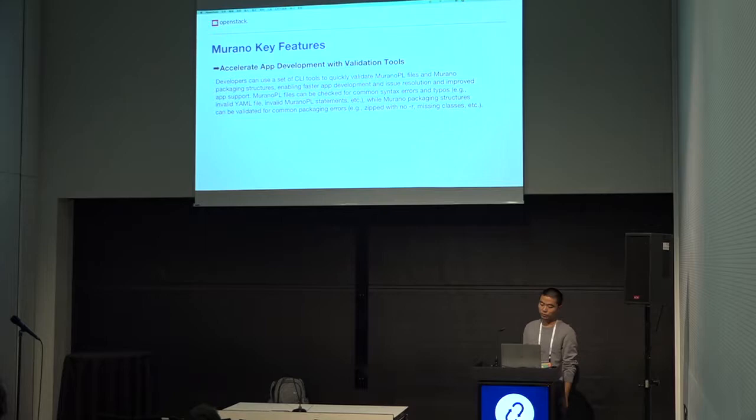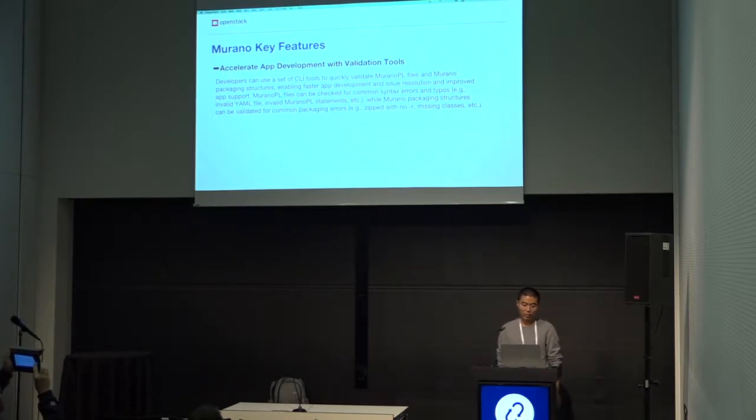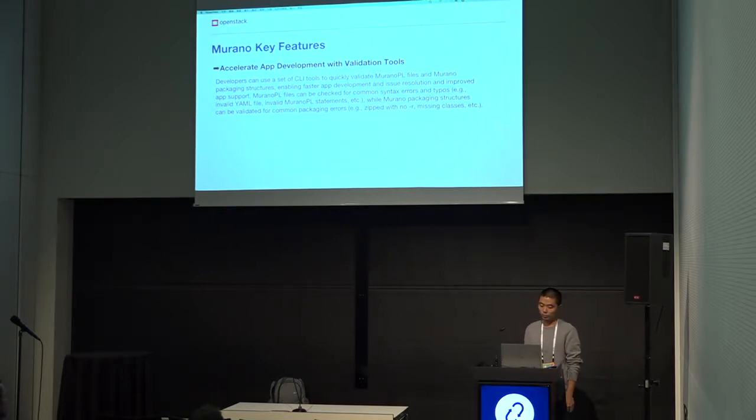Also, Murano has tools to validate the application package. Developers can use a set of CLI tools to quickly validate Murano PL files and Murano package structures, enabling fast application development, issue resolution, and improved application support. Murano PL files can be checked for common syntax errors and typos, and invalid Murano PL statements. Murano package structures can be validated for common package errors, like some missing classes, invalid typos, or some statements.